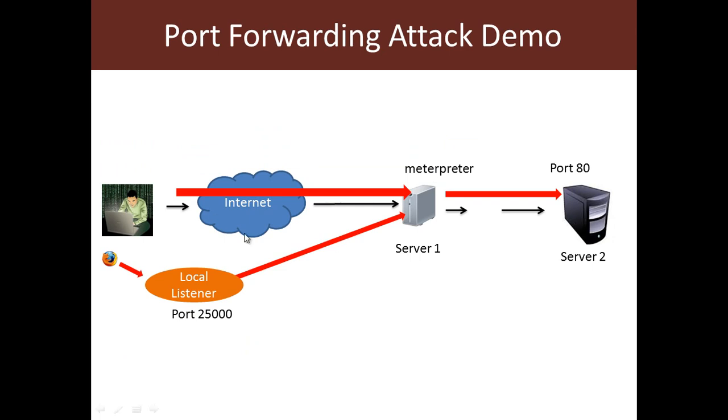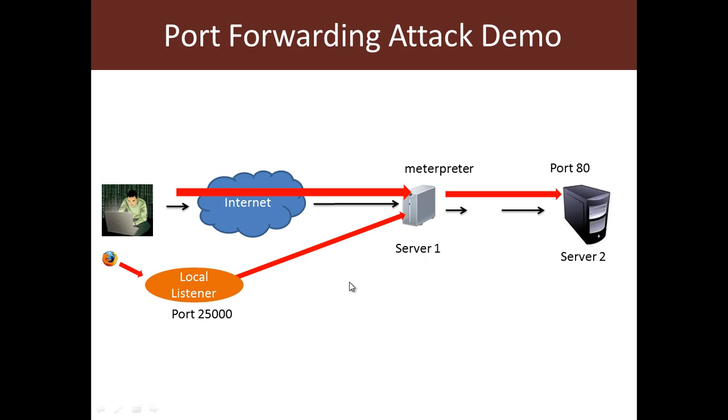So what we are going to do is first break into server 1 using the Metasploit session, which we already have, and that is the Metasploit prompt we are on right now. Then we will set up port forwarding here to ensure that any data sent from the attacker's machine to his local port 25,000 will be forwarded to server 1 and via server 1 to port 80 on server 2.